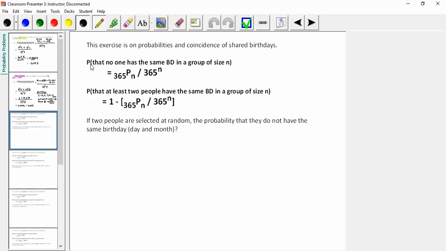Here, the first one is the probability that no one has the same birthday in a group of size n. So for example, if you had 10 people, we're calculating the probability that no one has the same birthday out of 10 people. We can calculate that by doing the permutation of 365 select, in our example, 10, divided by 365 raised to the 10th power. Again, n is the size of the group.